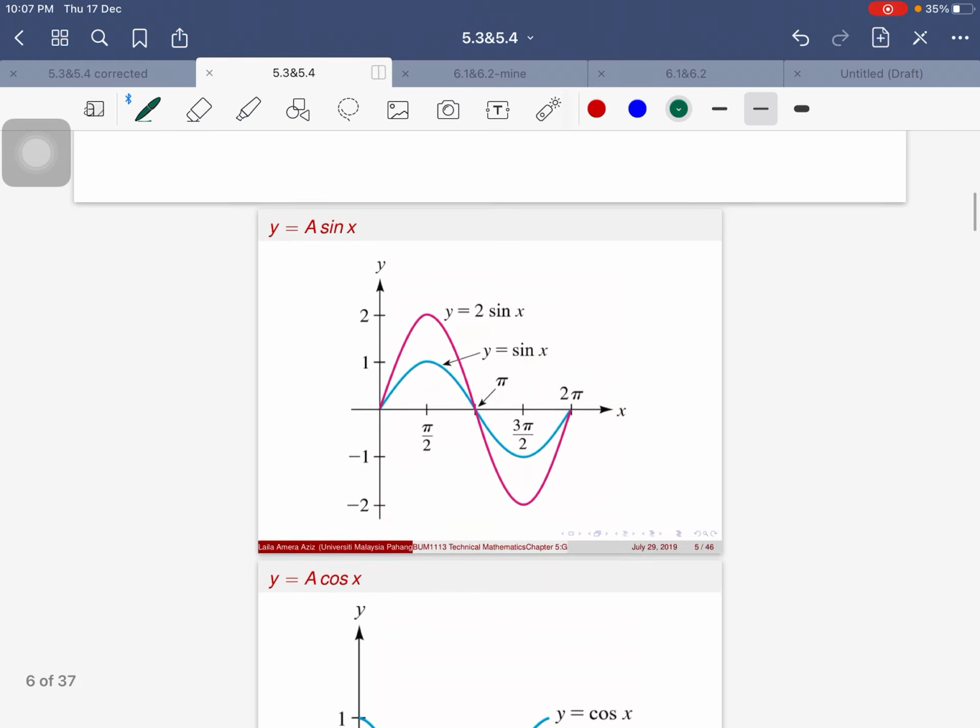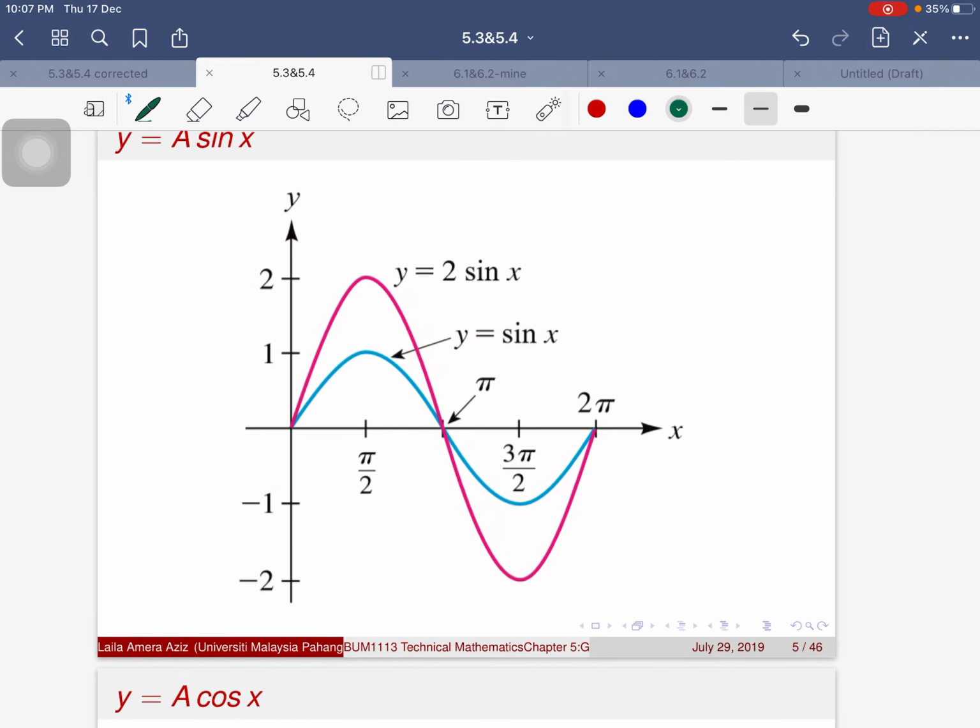So now let's have a look at the graph over here. I have two graphs, which I plot on the same axis. Here I have the graph of y equal 1 sine x, which is the one that we have over here. So my a value is equal to 1, and the one in pink is actually the graph of y equal 2 sine x, for which my a value is going to equal 2. If you notice, the shape is basically exactly the same. Both actually start at 0 and end at 2 pi.